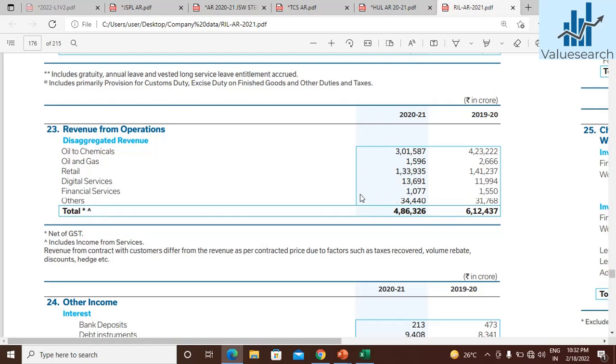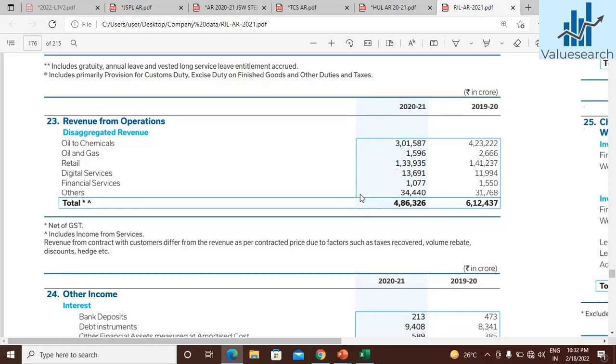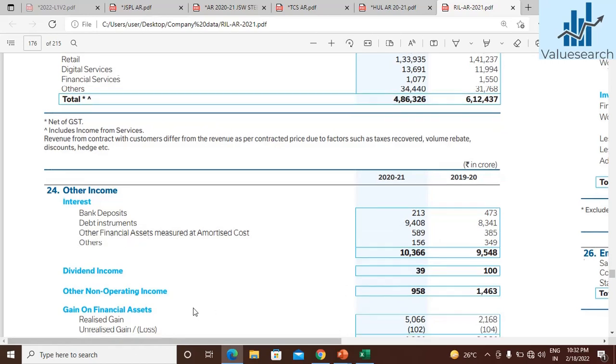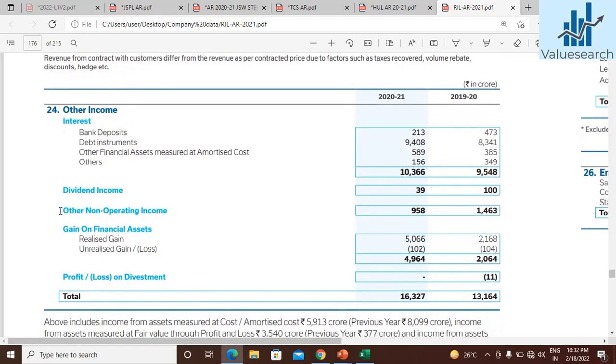Now you must be wondering, where is Reliance Jio's numbers? We will be looking at it. Just wait for a minute. Other income, you can see interest on bank deposits, debt instruments, other financial assets, others, dividend income, non-current income, other non-operating income, gain on financial assets, it's all given over here.